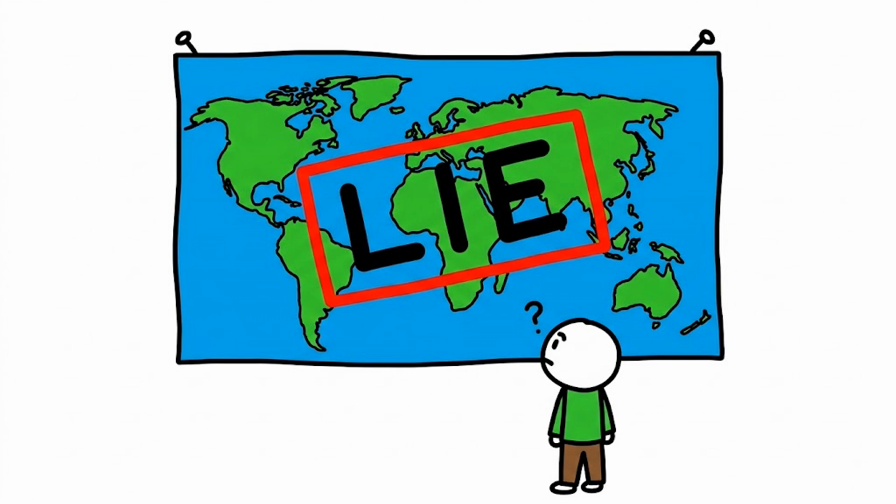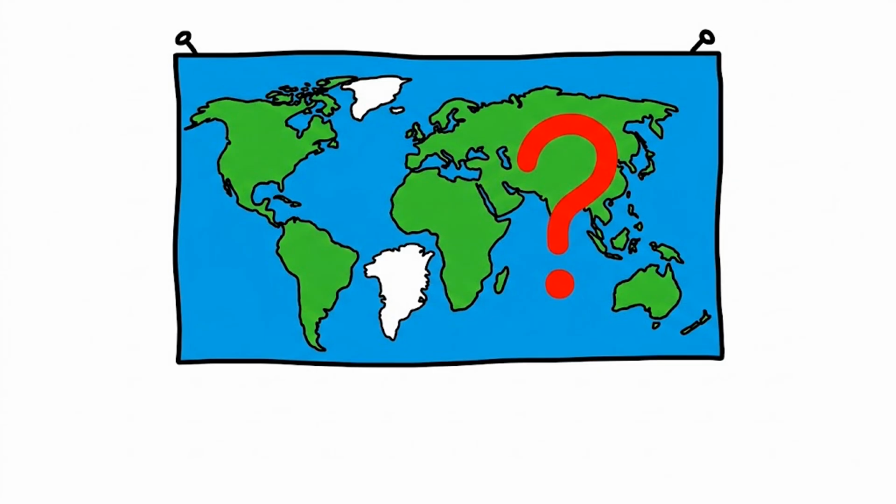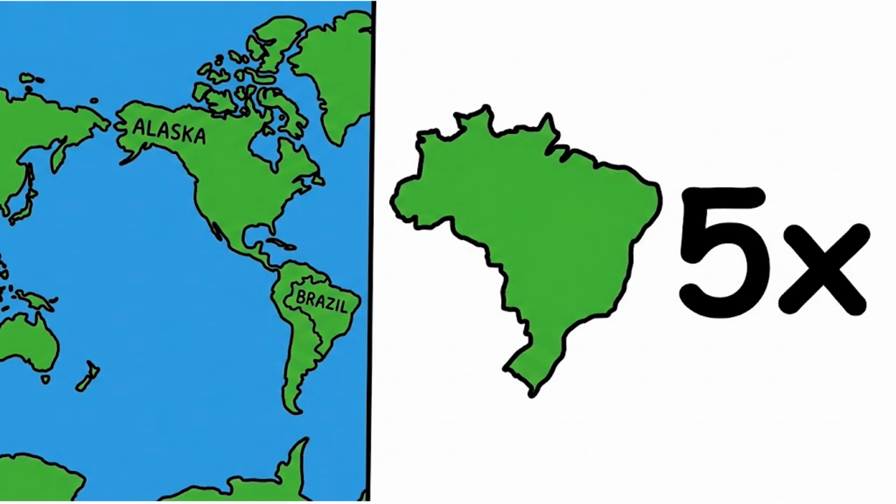The map of the world you grew up with is a lie. Not a small distortion, not a rounding error, but an enormous, reality-bending lie that has quietly warped how billions of people picture the planet they live on. On that map, Greenland looks roughly the size of Africa. It is not. Africa is 14 times larger than Greenland. On that map, Alaska looks about the same size as Brazil. In reality, Brazil is 5 times bigger.